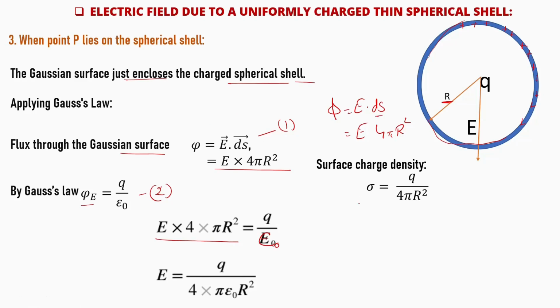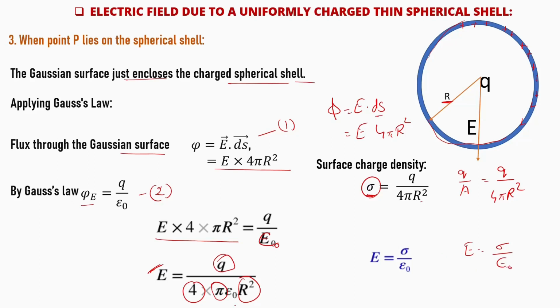Now if we want to write this in terms of surface charge density, we write sigma is equal to charge upon area. Here the charge is spread over the sphere of radius capital R, so sigma is Q upon 4 pi R square. In order to rearrange the expression for the electric field intensity, we can replace Q, 4, pi and R square by sigma, and ultimately we get E is equal to sigma upon epsilon naught. This epsilon naught is left.